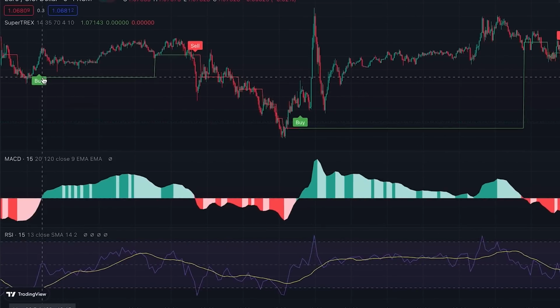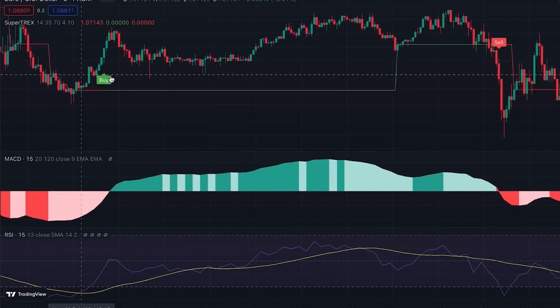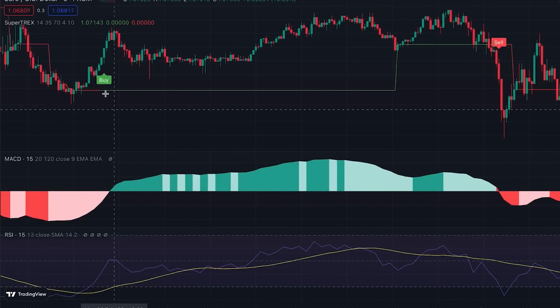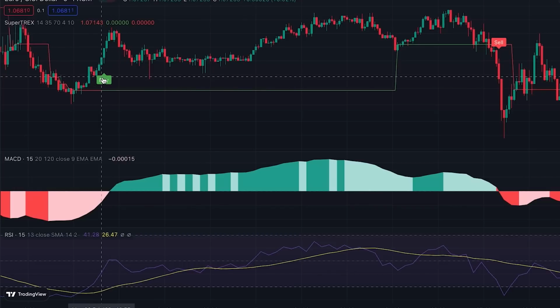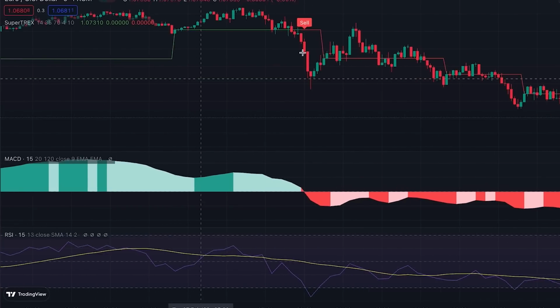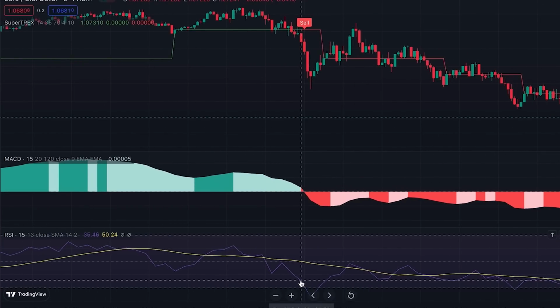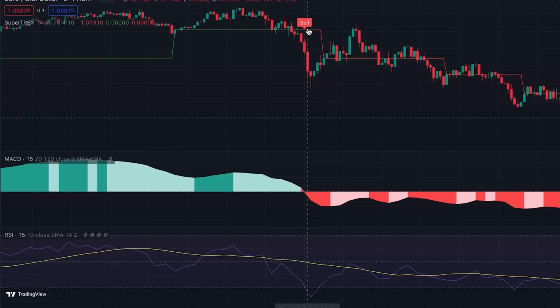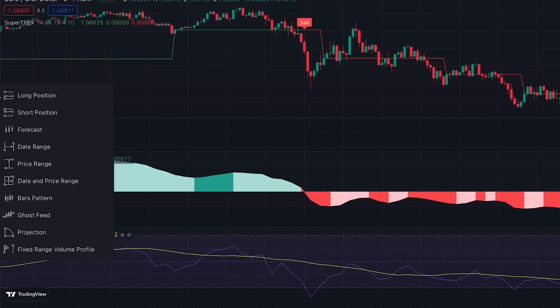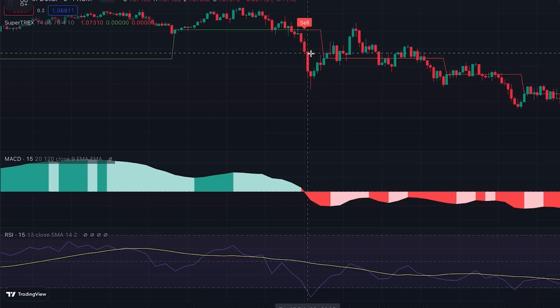For example, here for this buy signal, you can see that the MACD histogram is red and RSI is also below 50. So this buy signal is not confirmed and we don't enter a long position here. Moving forward on the chart, here for this sell signal, MACD histogram is red and RSI is below 50. So the selling signal is confirmed and we can enter a short position here as the new candle is opened.